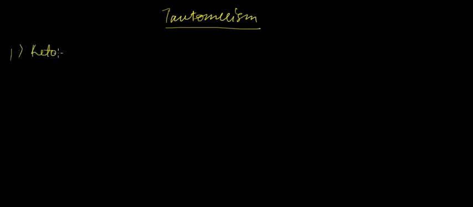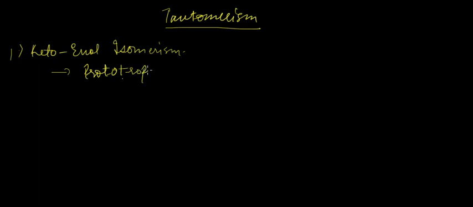Okay, hi guys. So in this lecture we'll be starting off with tautomerism. We have seen in the past about keto-enol tautomerism when we were discussing the structural isomers and everything. Keto-enol tautomerism is also known as prototropy, and it is also known as dynamic isomerism.